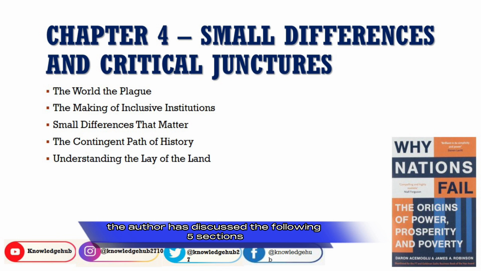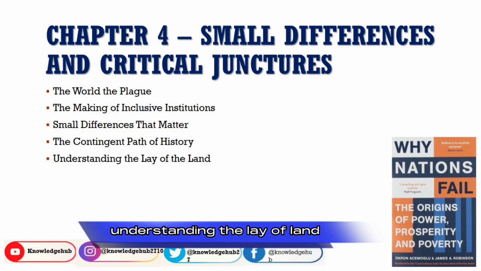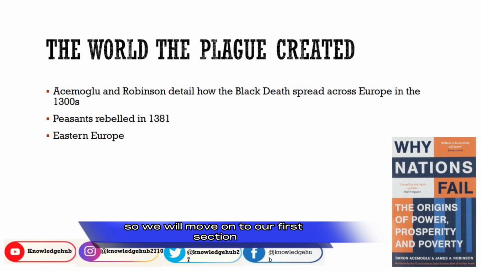In this chapter, the author has discussed the following 5 sections: the world the plague has created, the making of inclusive institutions, small differences that matter, the contingent part of history, understanding the lay of the land. So we will move on to our first section, the world the plague created.